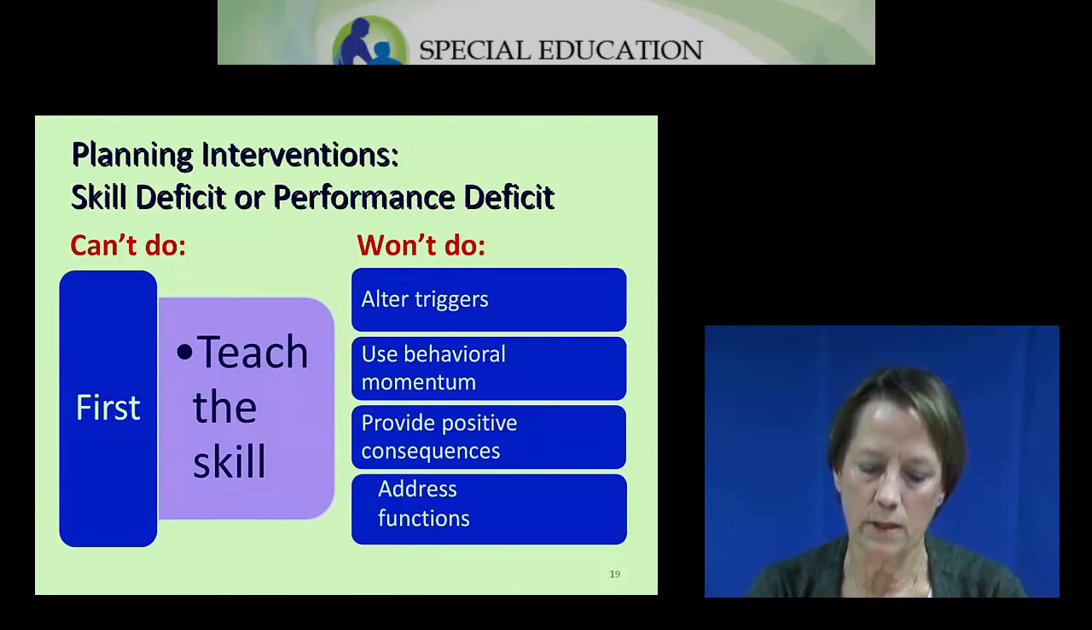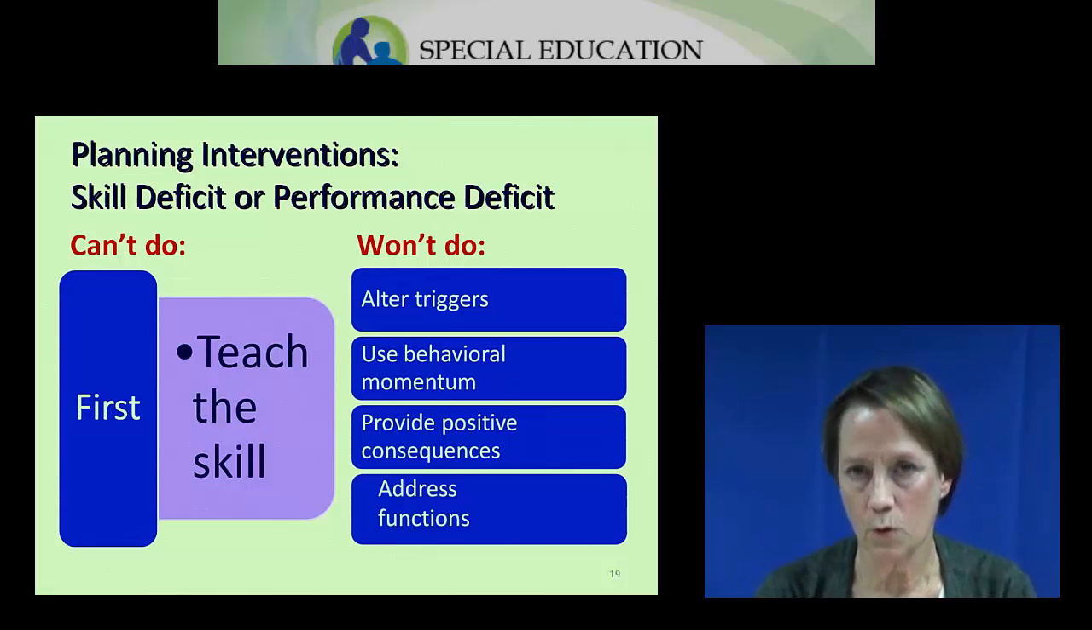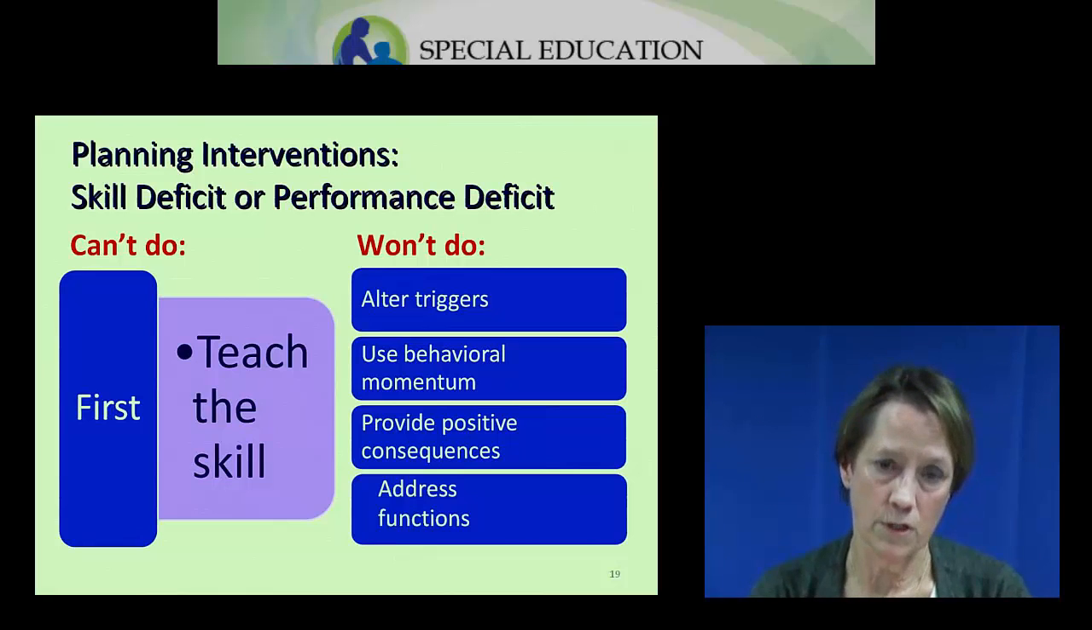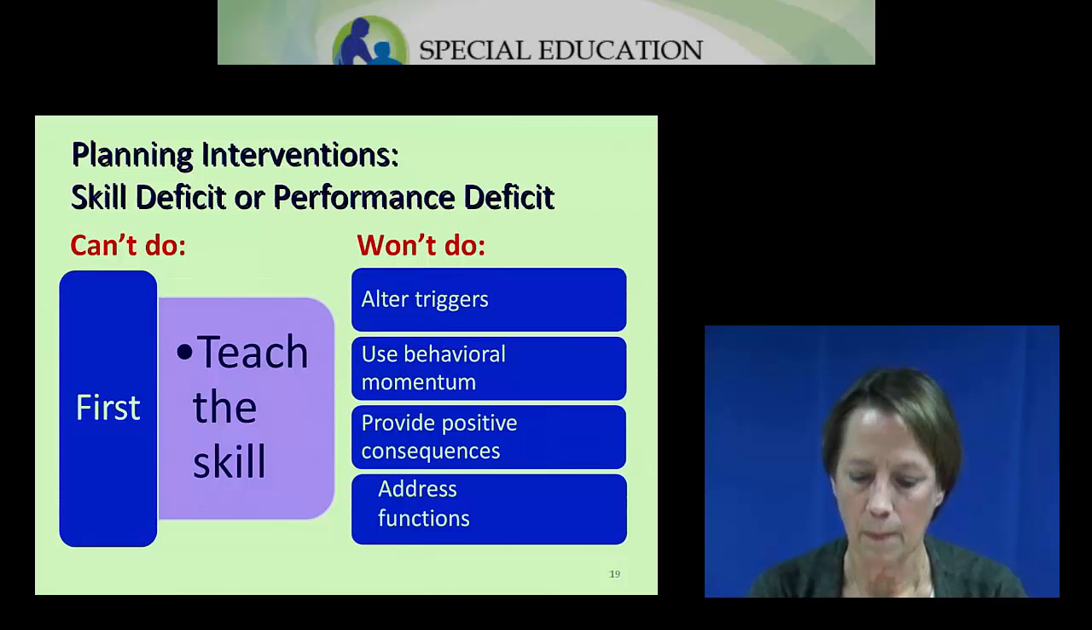So if a student actually can't do the skill that we want, of course what we're going to do first then is teach the skill. So for LaToya, we're going to have to teach her to brush her teeth or tie her shoes if we decide that she really can't do these things.